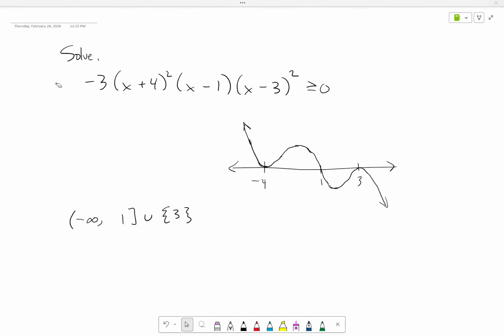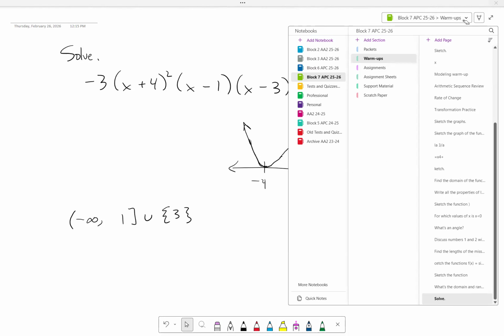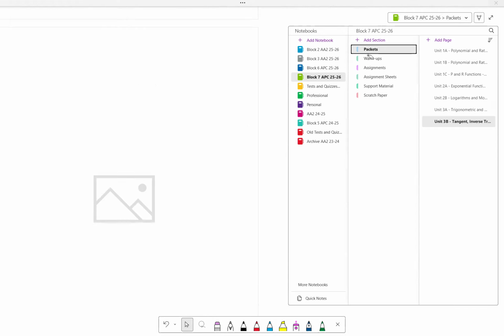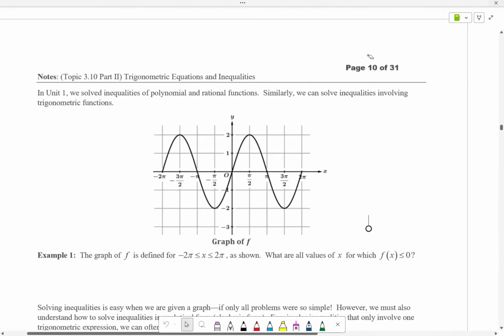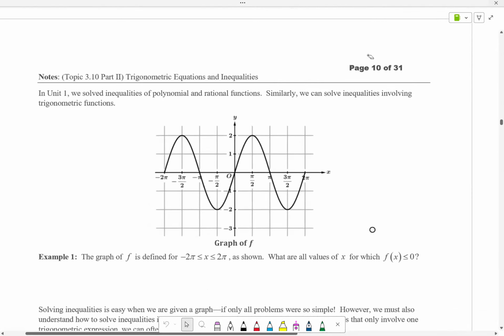So keep that in mind as we talk about today's topic. I think finish section 8.10. And tonight's homework is from the packet, so you're going to have to look at that online. 3.10, part 2. You're not doing that right now because we have a lesson to do.